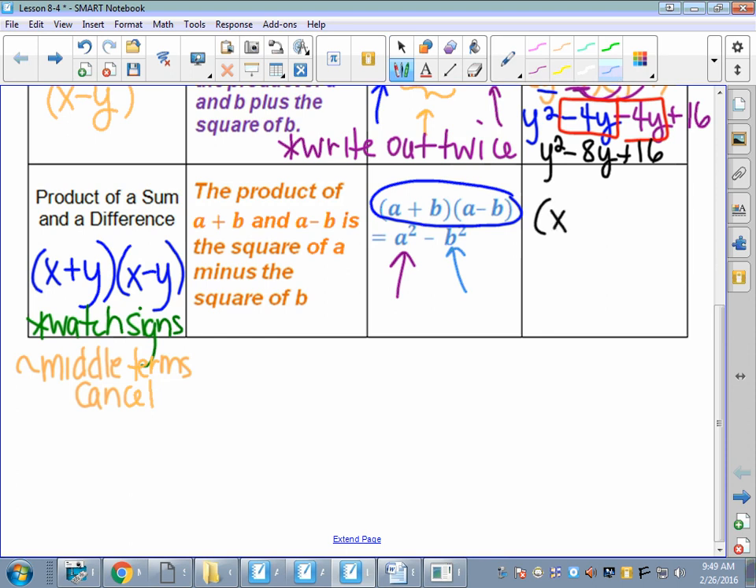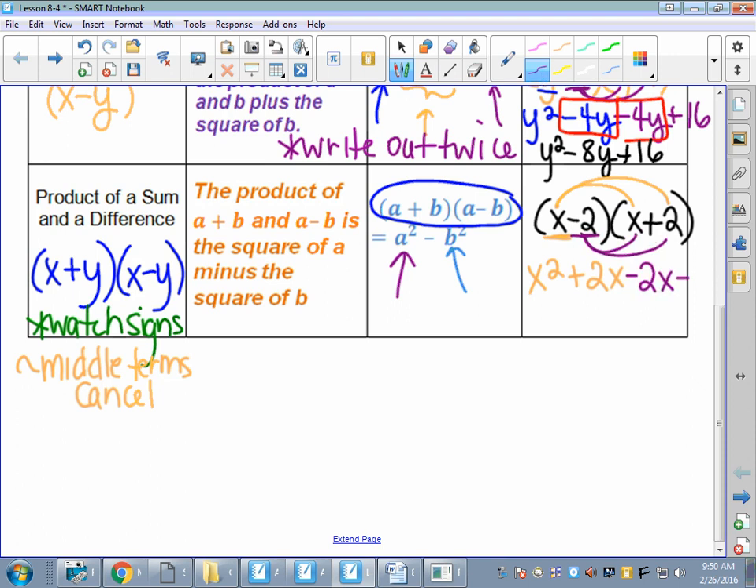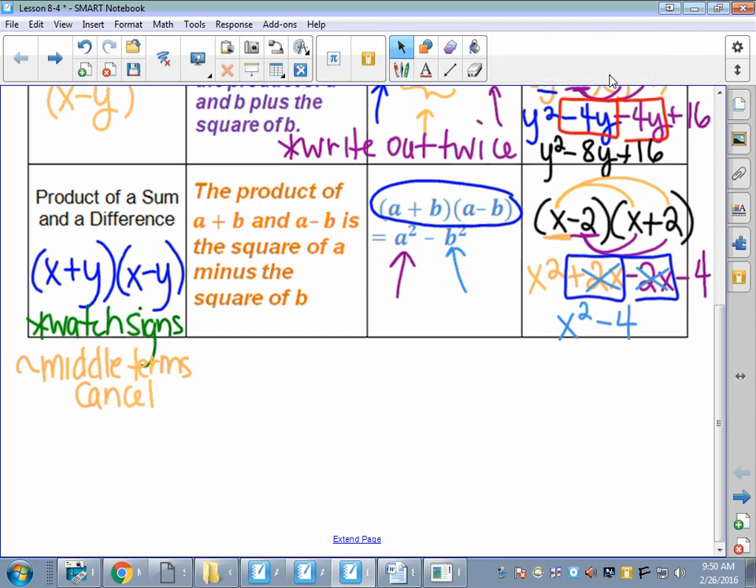So if we do a math problem, x minus 2 times x plus 2, we're going to FOIL this out. I'm going to start with my x, distributive property. X times x is x to the second. X times a positive 2 is plus 2x. Negative 2 times x is negative 2x. Negative 2 times positive 2 is a minus 4. Notice my like terms. Same terms, opposite signs. So what's 2x minus 2x? Big old nothing, right? So we're just left with x squared minus 4.